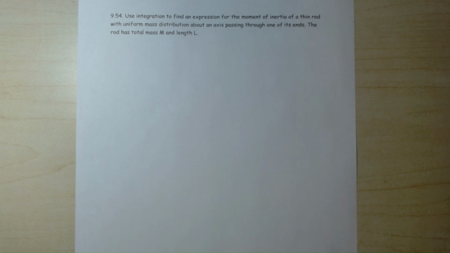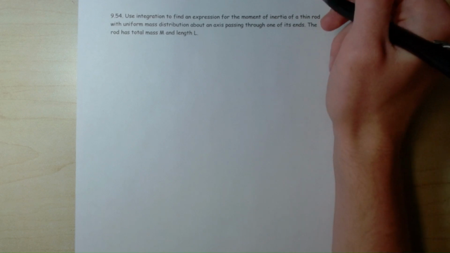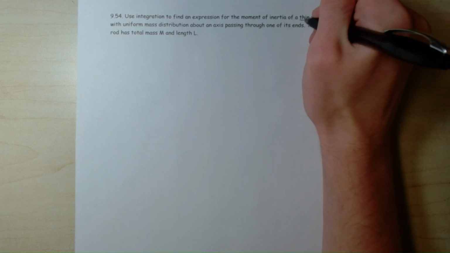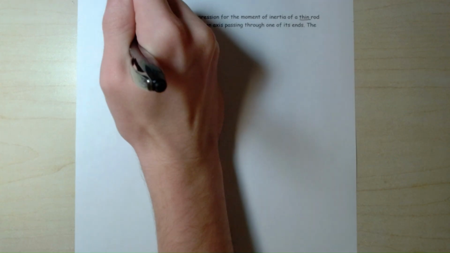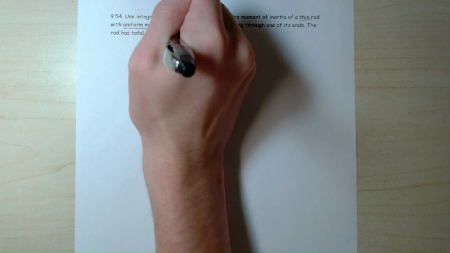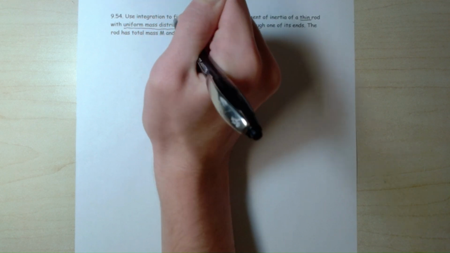Okay, a couple things to note here. First off, we have a thin rod, so that means that the width is negligible, and we have uniform mass distribution. So that means we're not going to need to integrate to find the mass distribution. It's going to be pretty easy to pull out from our diagram. So let's get started here.